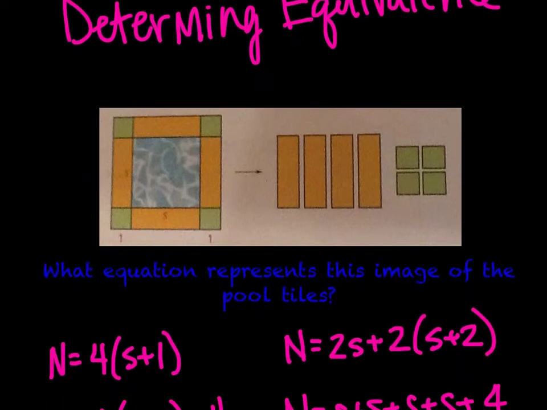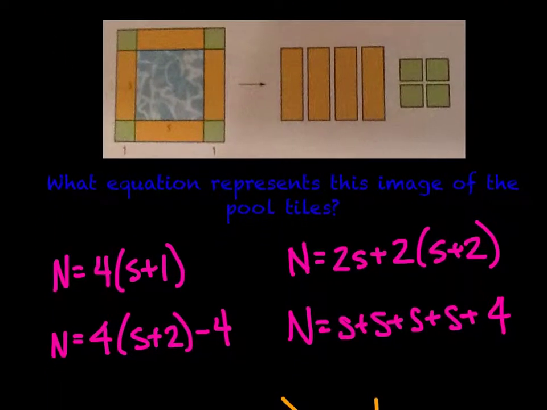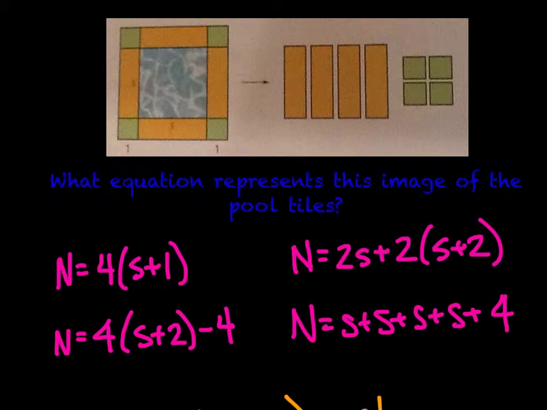So here we go. In the book we have this model that's given. What equation represents this image of the pool tiles? So if you remember, we were looking at the pool tiles and we were looking at sort of the perimeter of these pool tiles, how many of them make up the outside of a particular pool. So looking at this situation, what of these equations actually represents this set of pool tiles?